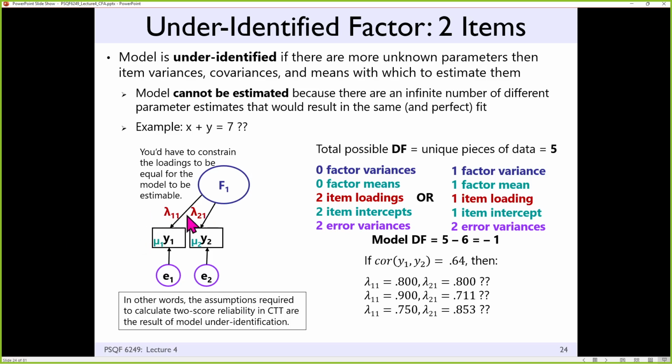So equal loadings, though, corresponds to what am I saying about these 2 items? They're equal in what? Discrimination, equal in quality, you could say, equal in how well they relate to the trait. Now, is that likely to be true? I don't know, but I don't have enough information to find out. This is what I got to do.